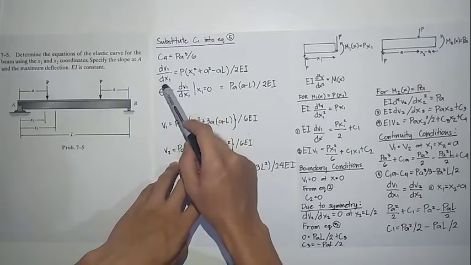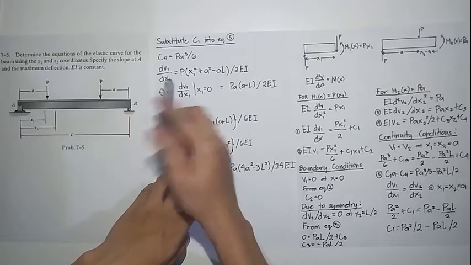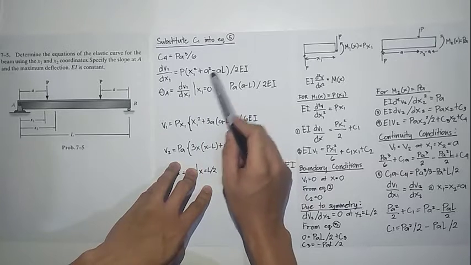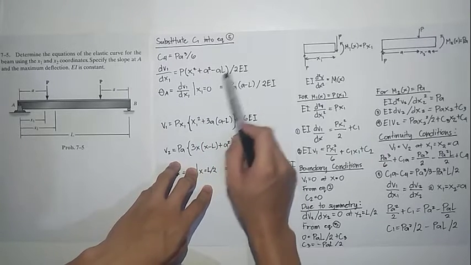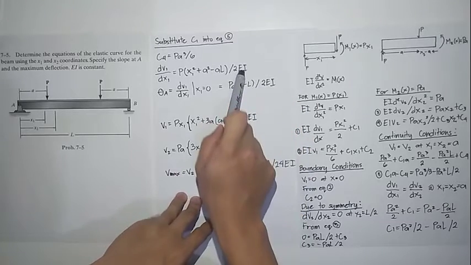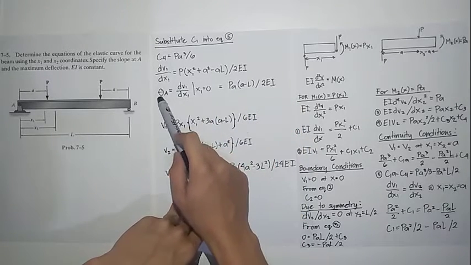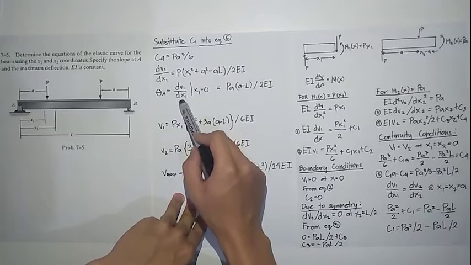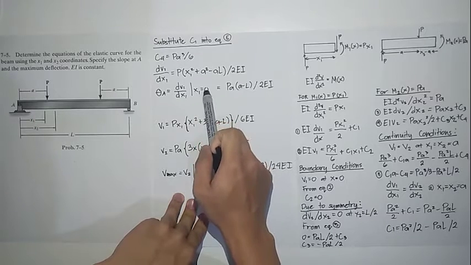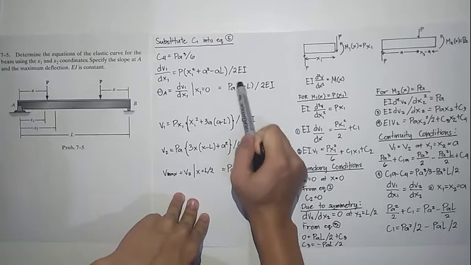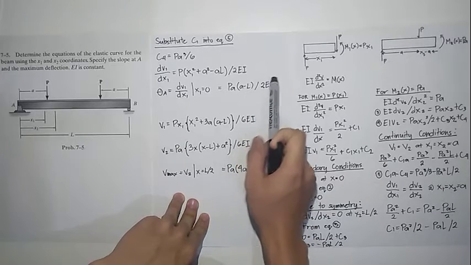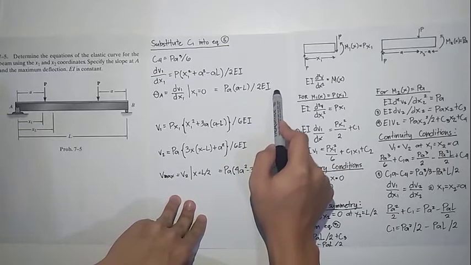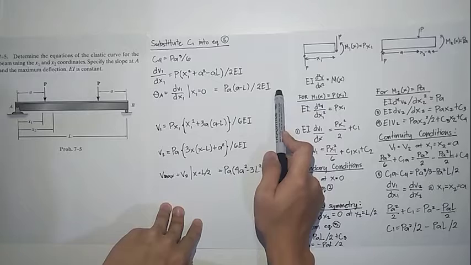So, i-derive na po natin na the first derivative is equals to P times x squared plus A squared minus AL all over 2EI. So, sa baba na po ay ang slope at A equals to the first derivative at x1 is equals to 0. So, we get the answer of PA times A minus L over 2EI. So, ito na po ang first answer po natin, first equation po natin sa elastic curve.